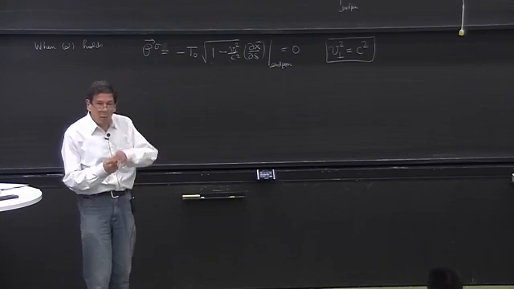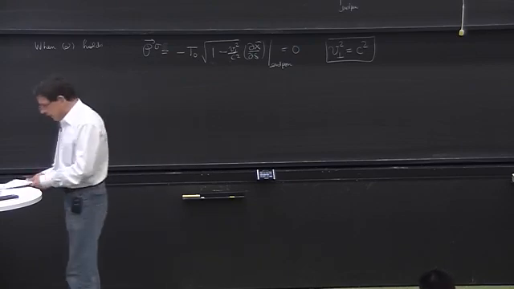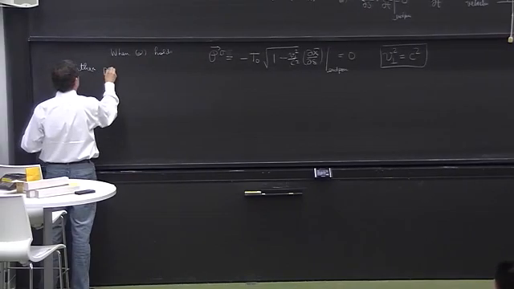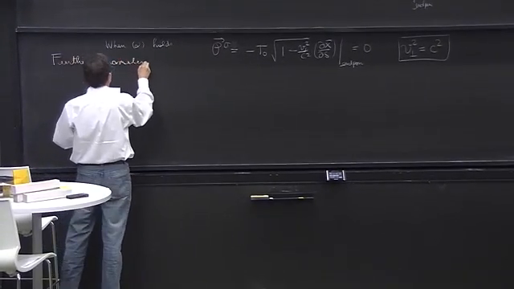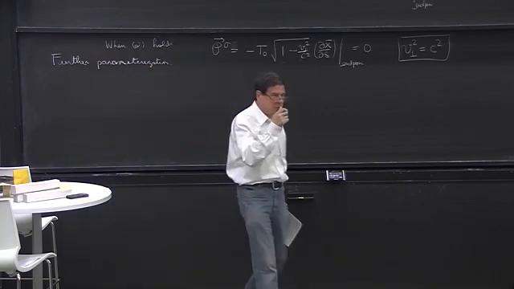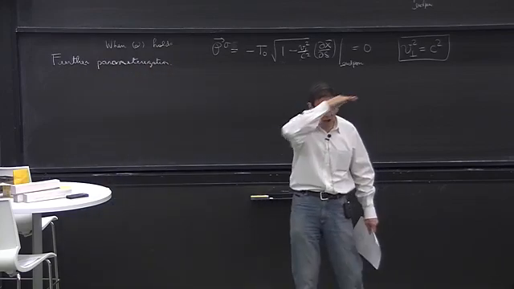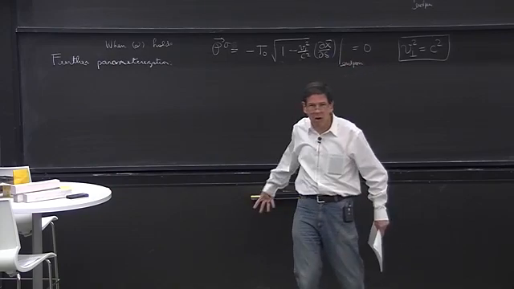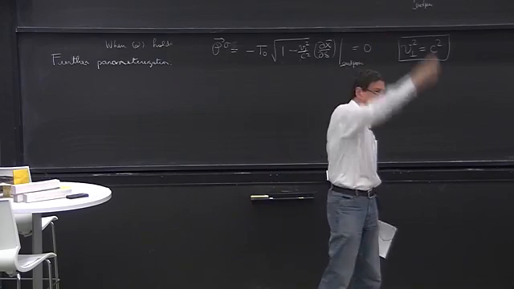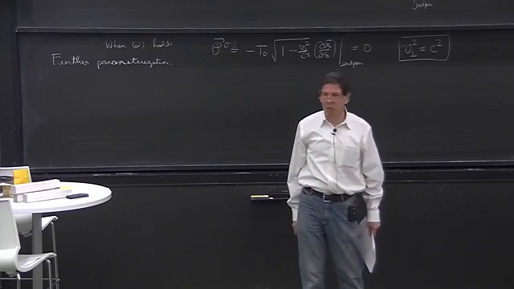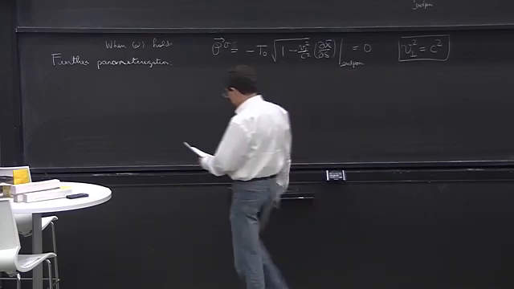Further parameterization. We've done the tau parameterization. Let's do sigma. You should think in terms of drawing lines. We've drawn the constant tau lines on the world sheet. Now I want to draw the lines of constant sigma on the world sheet. And we're going to do it in a simple way. It's a physically intuitive way.